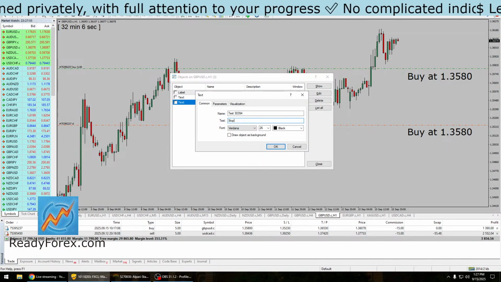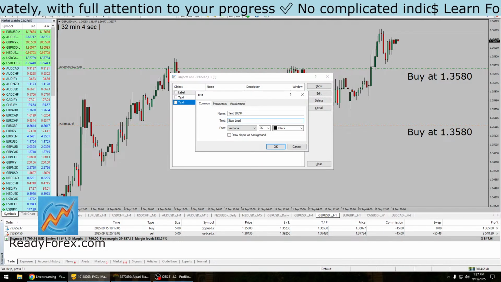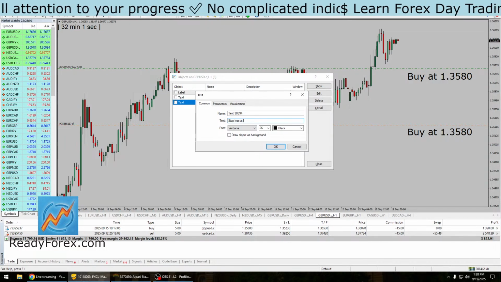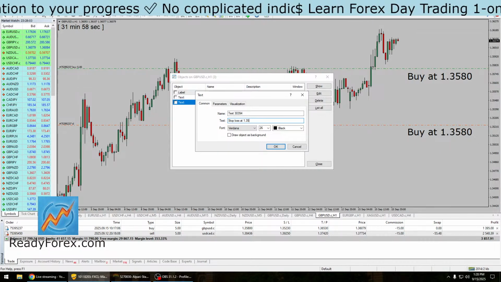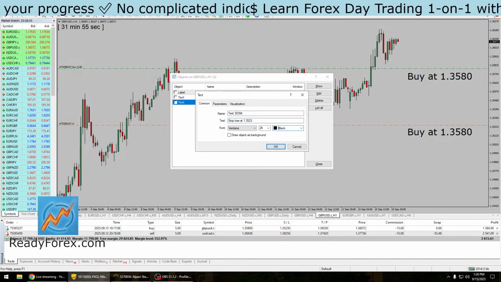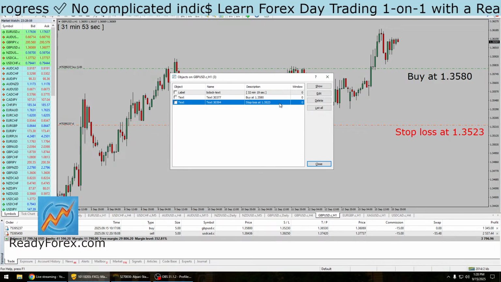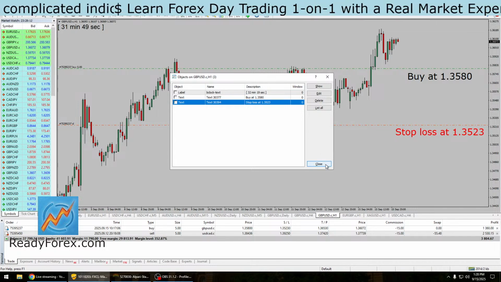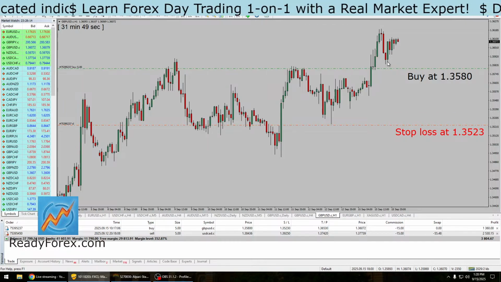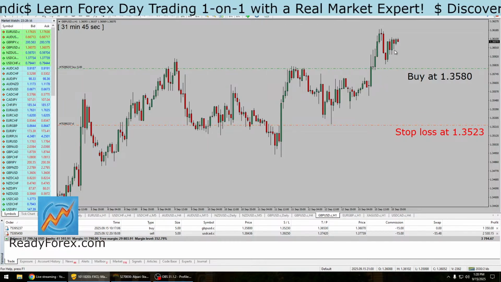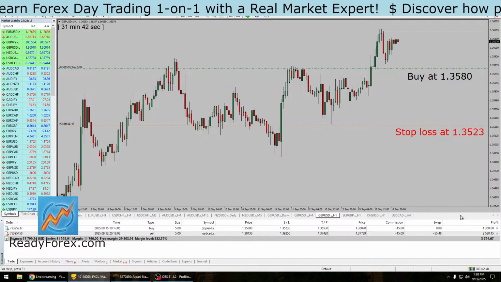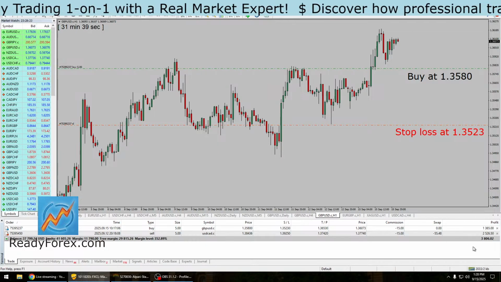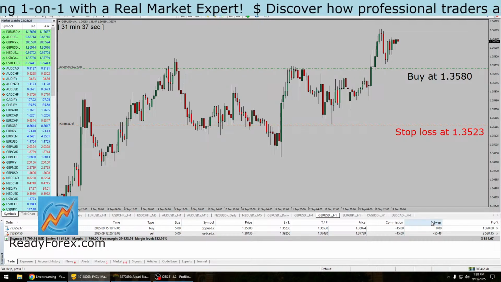So stop loss at 1.3523. And I'm expecting the pound dollar currency pair to rise up over here. At the right hand side bottom corner, you can see my P&L, the profit or loss over here.